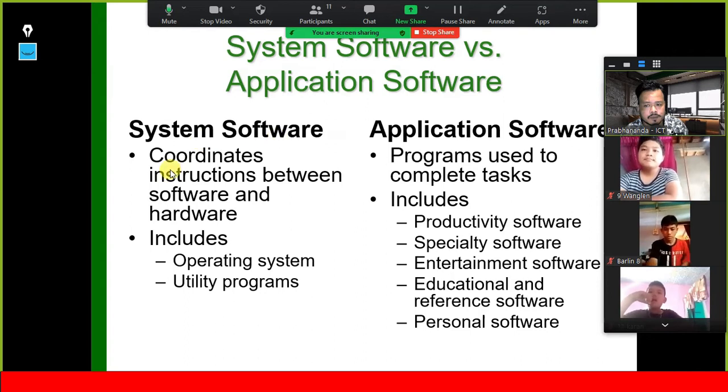System software coordinates instructions between software and hardware, and includes the operating system and utility programs. Application software consists of programs used to complete tasks, and includes productivity software, specialty software, entertainment software, educational and reference software, and personal use.